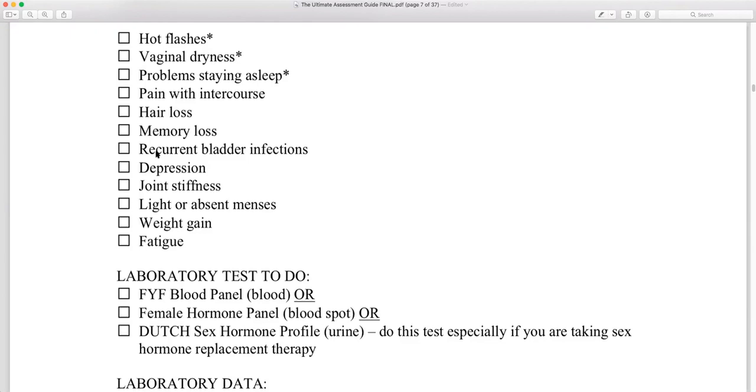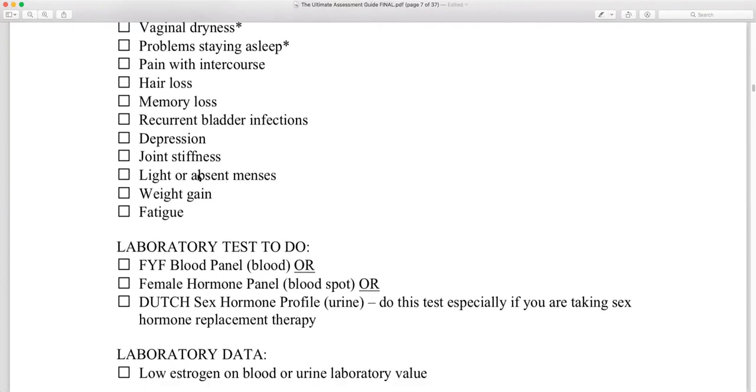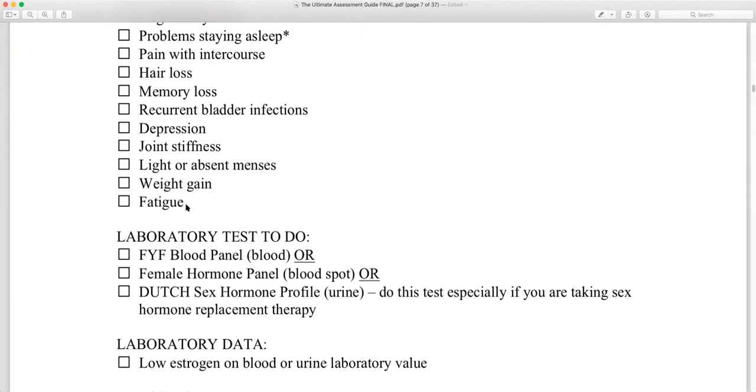Where if you don't have estrogen there, it causes that neck to kink. And oftentimes that's when women will get recurrent bladder infections, or they'll have stress incontinence where they'll laugh or sneeze, and they will dribble. Depression, joint stiffness, light or absent menses or periods, weight gain, and then of course fatigue.